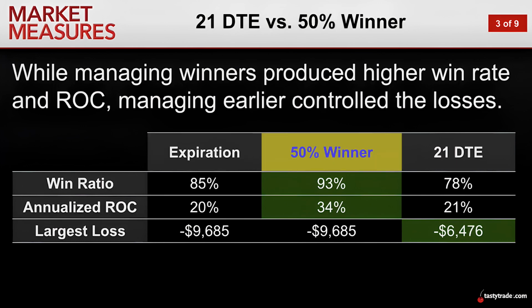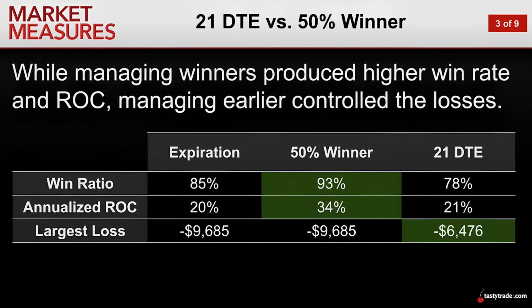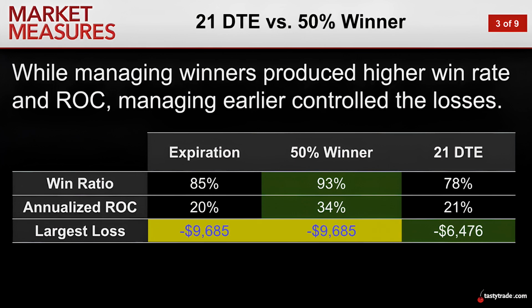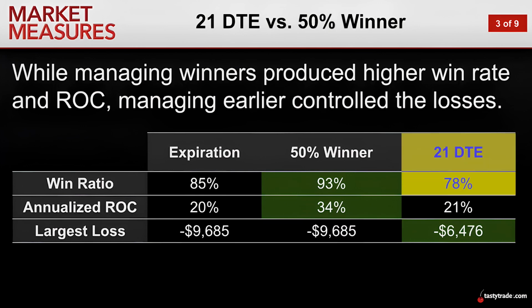Whereas, if I close the positions at 50% profit, I would have the highest win ratio and highest annualized return on capital, which makes sense because I'm consistently realizing my profits whenever I can. And in a bull market, I'm more likely to be hitting 50% profits earlier. However, the downside is that in huge market crashes, I would encounter the largest loss, since I'm just waiting for the 50% profit to close my position. Lastly, for the 21 DTE method, while the win ratio and annualized return on capital are the lowest, I also won't encounter a large loss, since I'm always closing my positions early.